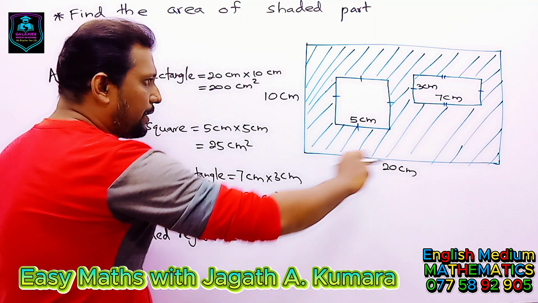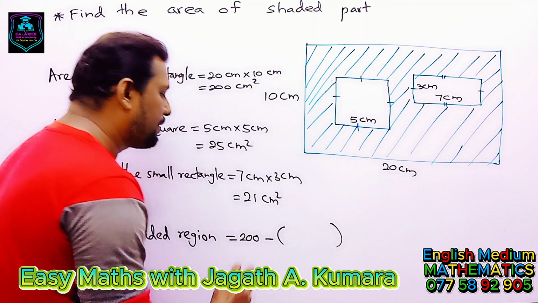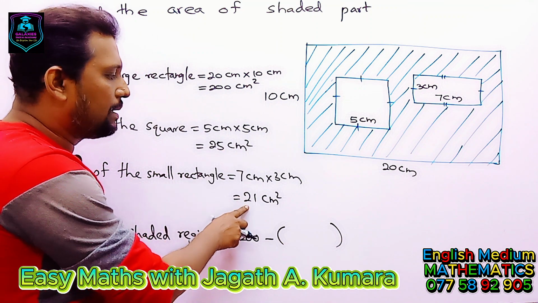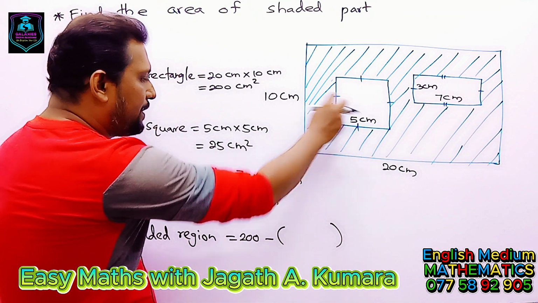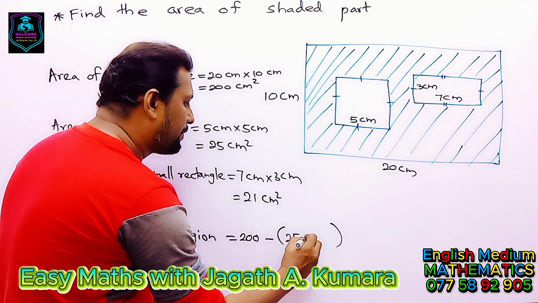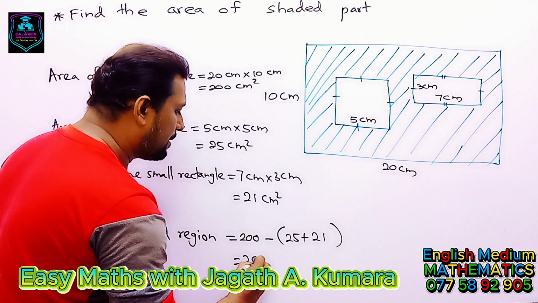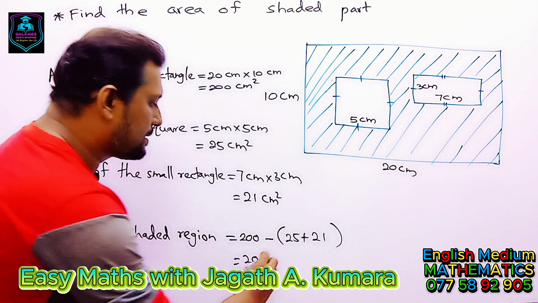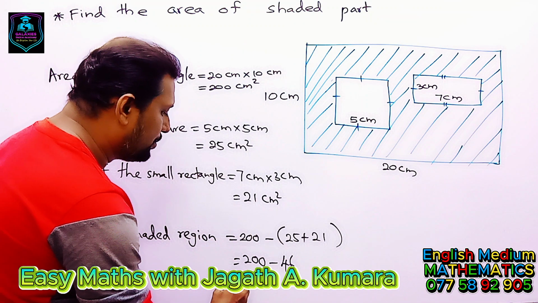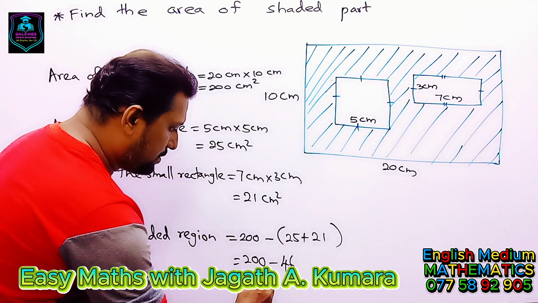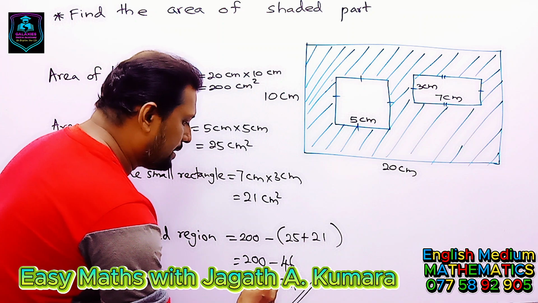The large rectangle area is 200 square centimeters. Then you have to subtract from 200 the sum of these two plane figures. This plane figure area is 25 and this one area is 21, right? So you have to subtract 46 from 200. By subtracting these two you can get the answer. Yes, 154 square centimeters.